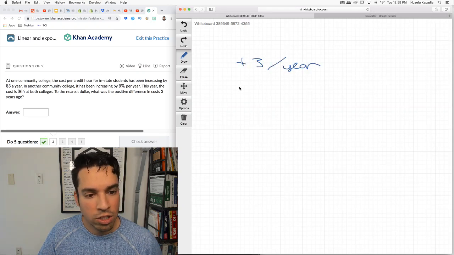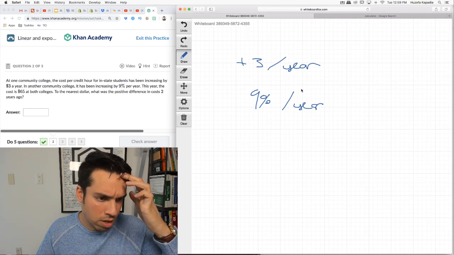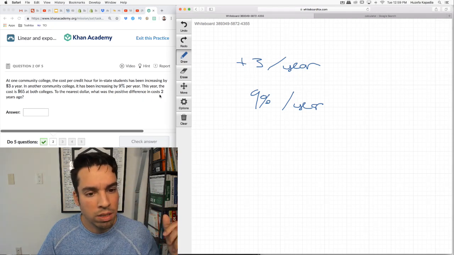Next. At one community college, the cost per credit hour for in-state has been increasing by $3 per year. Another community college has been increasing by 9% every year. This year, the cost is $65 at both colleges. To the nearest dollar, what was the positive difference in cost 2 years ago? Okay.